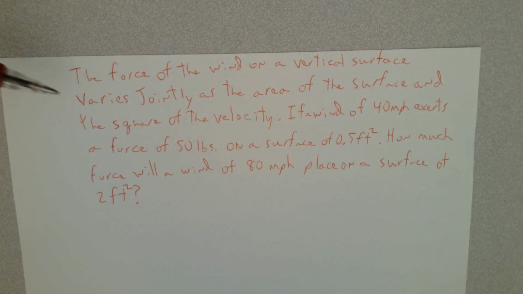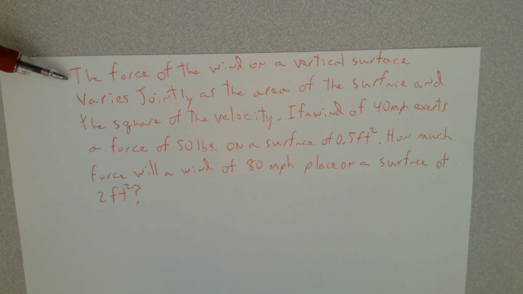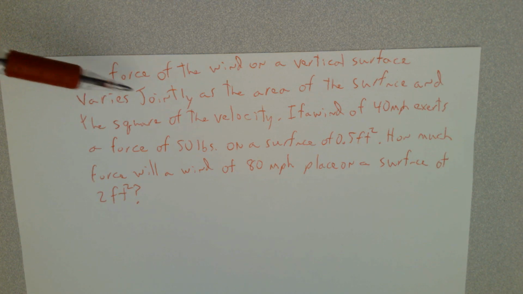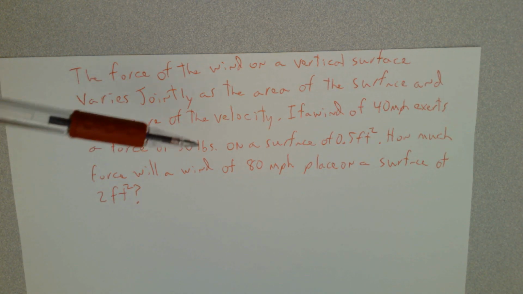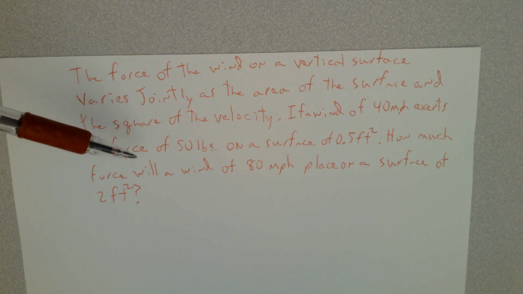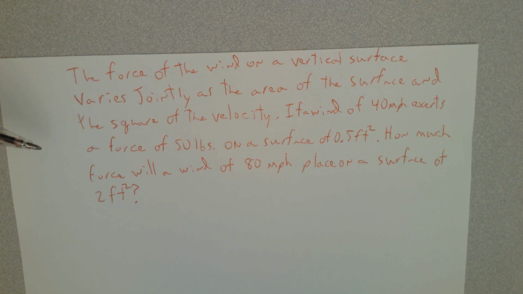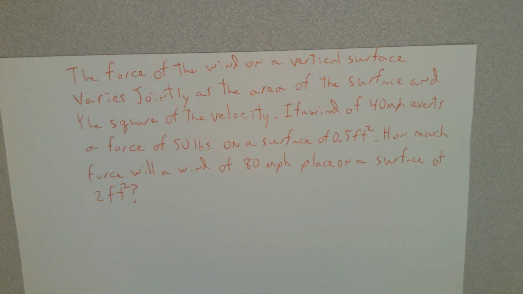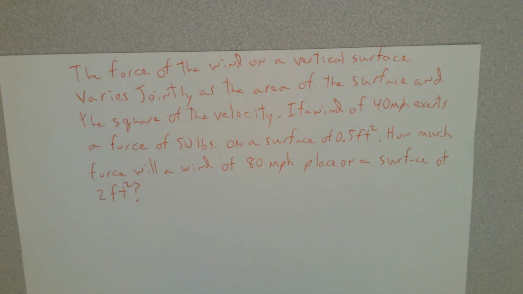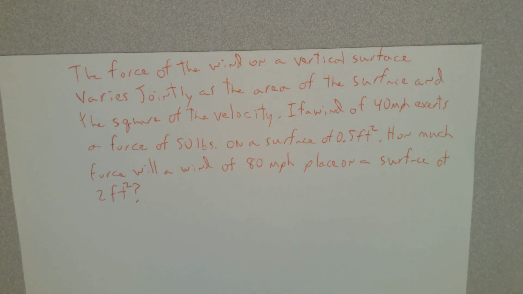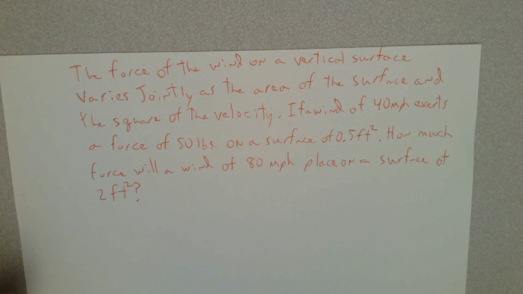For the discussion question, it is: the force of the wind on a vertical surface varies jointly as the area of the surface and the square of the velocity. If a wind of 40 miles per hour exerts a force of 50 pounds on a surface of 0.5 square feet, how much force will a wind of 80 miles per hour place on a surface of 2 square feet? So if you decide to go with this one, put it in the discussion.